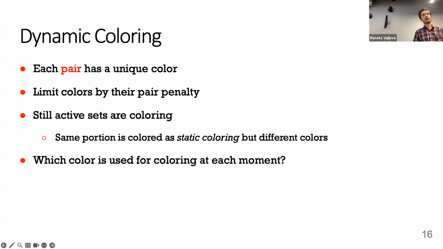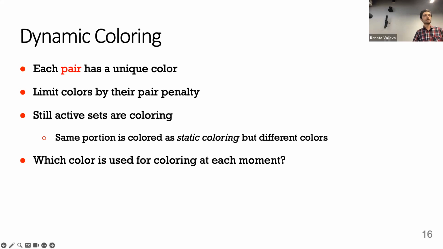So this dynamic coloring, the process of coloring, dynamic coloring and static coloring are almost the same. At each moment, active sets are coloring the adjacent edge, and the only difference between the static coloring and the dynamic coloring is the color they are using.